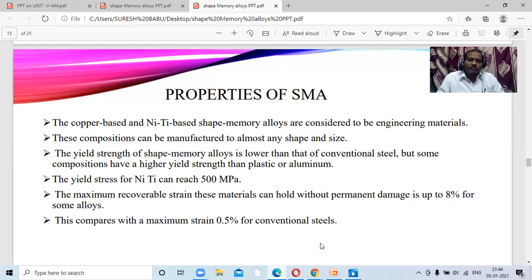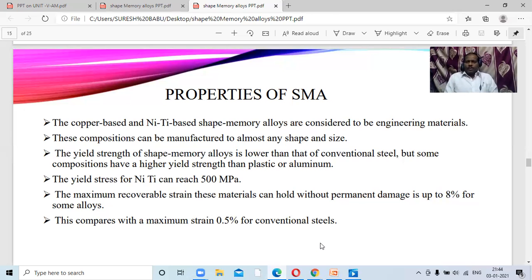The maximum recoverable strain these materials can hold without permanent damage is up to 8% for some alloys. What is strain? Change in length by original length. That is the definition of strain. The recoverable strain without damage is 8% for some alloys. That is the point to remember. This compares with a maximum strain of 0.5% for conventional steel. Once again, when compared to steel, it has a maximum strain of 0.5%.